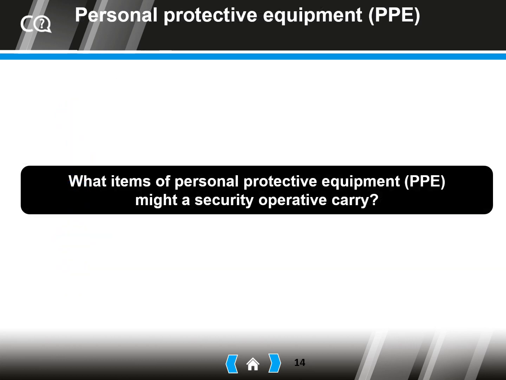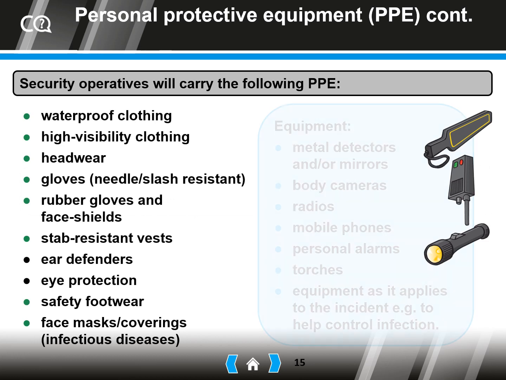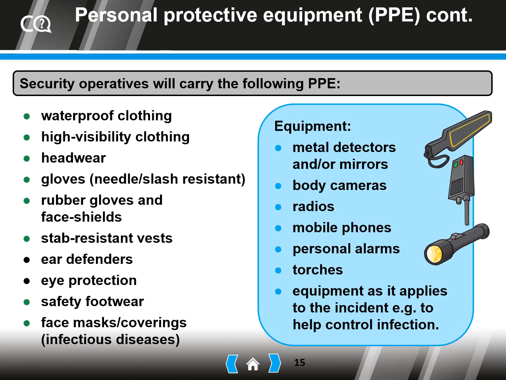What items of personal protective equipment or PPE might a security operative carry? So if you look on the left, that's going to be your generic PPE or personal protective equipment that most places of work should provide, especially warehousing. And on the right hand side, you might get a question in your test paper where it refers to personal safety PPE, that's more related to your role as security staff.